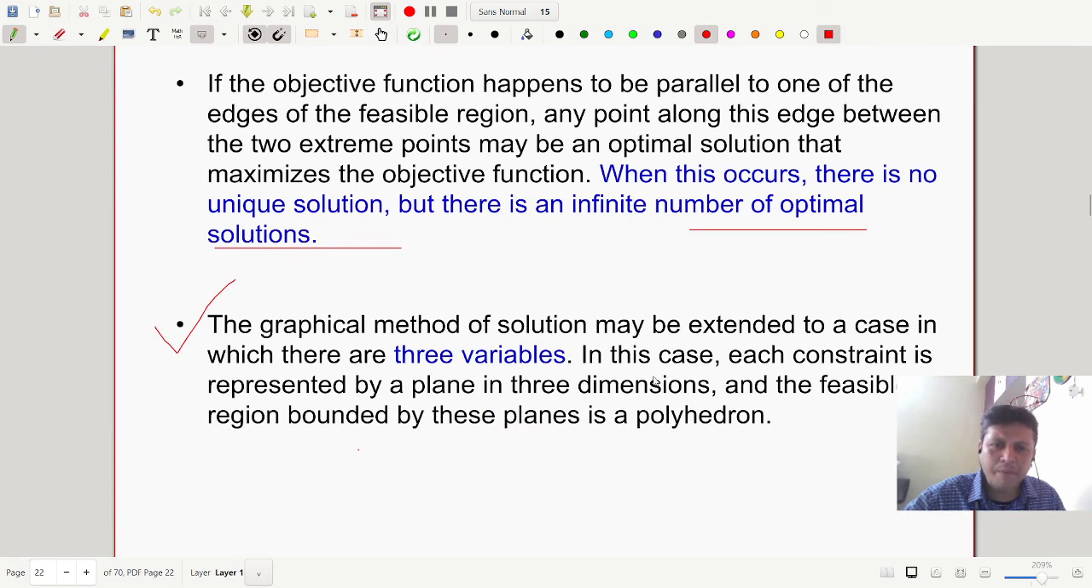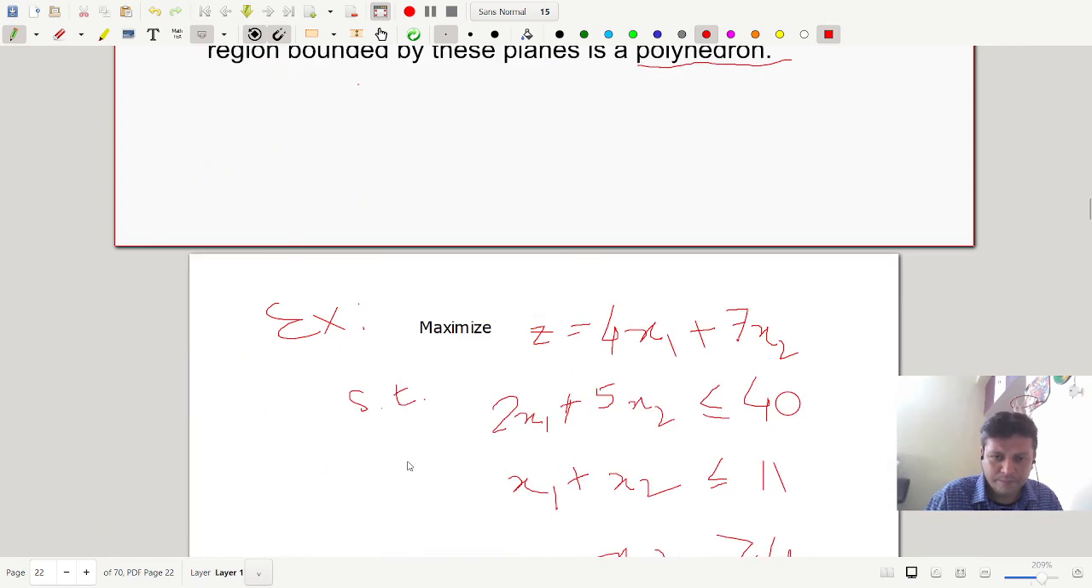And the graphical method of solution may be extended to a case in which there are 3 variables. It is very easy to have the graphical solution for 2 variables, but for 3 variables it will be difficult, because that will be 3-dimensional. In this case, each constraint is represented by a plane in 3 dimensions, and the feasible region bounded by these planes is called a polyhedron. But for more than 3 variables, it is not possible. We will go for the simplex method.